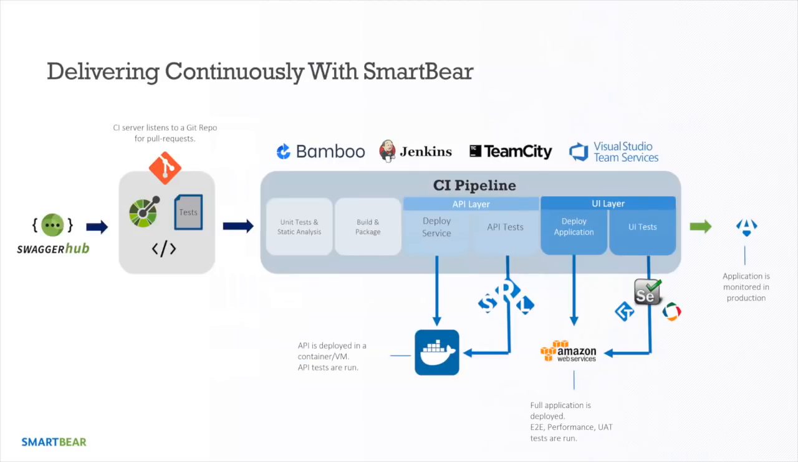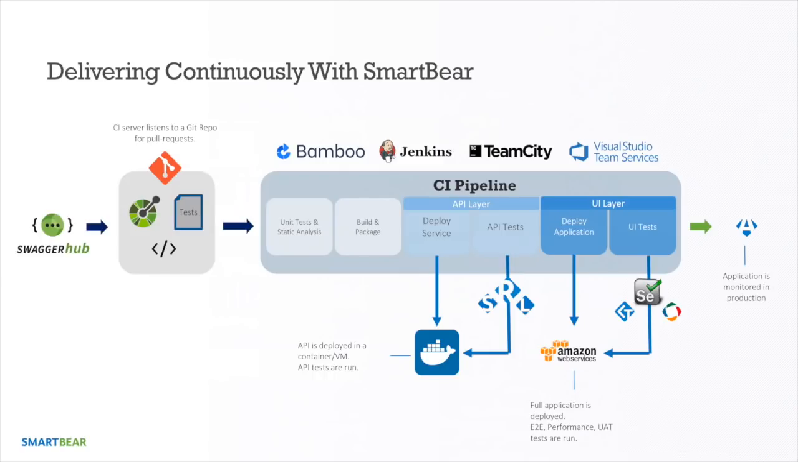And then here's just a quick example of an API being delivered continually with SmartBear. So it starts again on the left with SwaggerHub. We have our Swagger spec. We have our tests created by the Ready API platform sitting in a Git repository, maybe something like GitHub. Once we make a change to that repository, either Bamboo, Jenkins, TeamCity, VSTS, whatever CI server you're using, will be automatically listening to that Git repo, and it'll start updating as soon as it sees a change made to it.